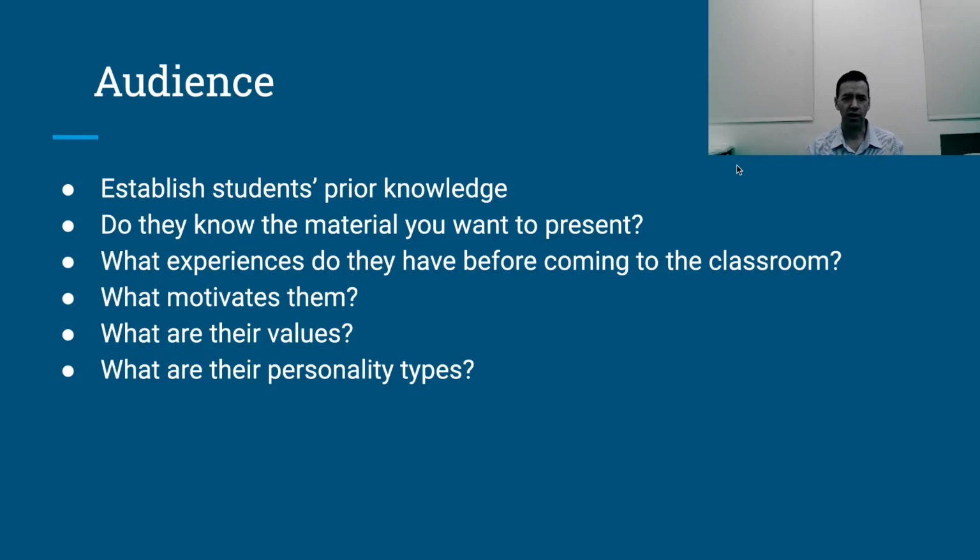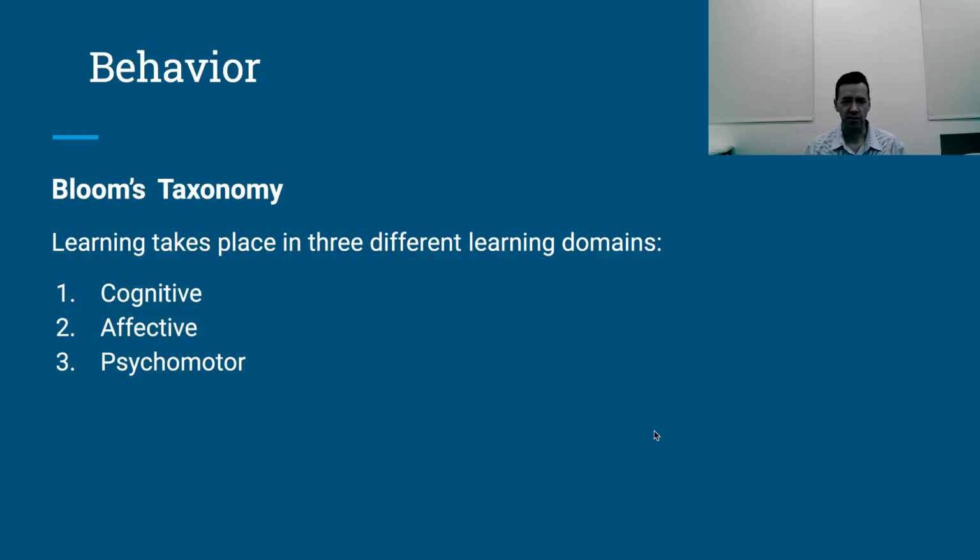So in terms of audience, you need to establish their prior knowledge. Do they know the material you want to present? What experiences do they have coming to the classroom? What motivates them? What are their values? What are their personality types? This is important for writing your objectives. Okay, in terms of behavior.